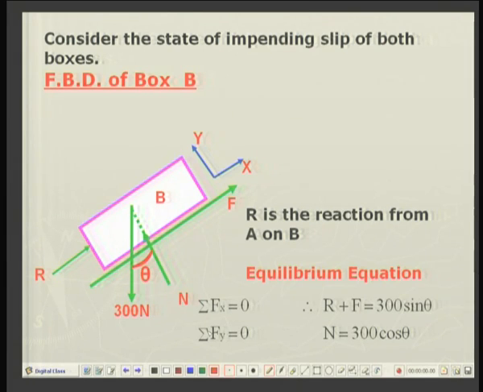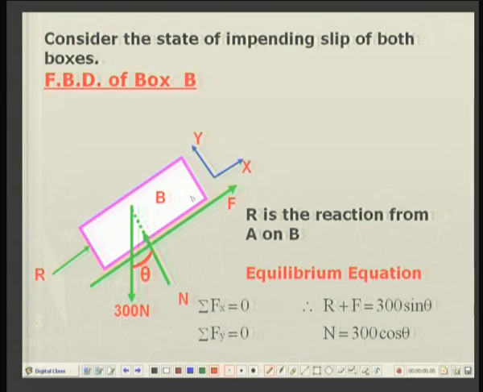So, these are the 1, 2, 3 forces and 4 forces acting on the box, and if you consider the equilibrium of this box B, sigma of all the x is parallel to the incline and y is perpendicular. So, sigma f x is equal to 0. So, R plus F is equal to the component of this force of 300 newtons in the x direction, which is 300 sin theta down.